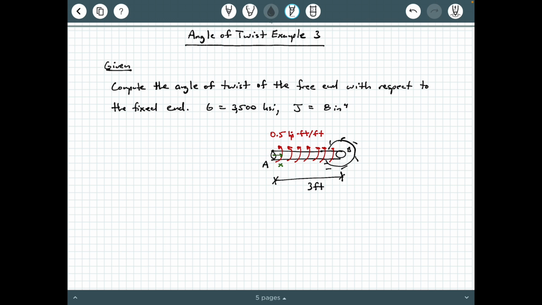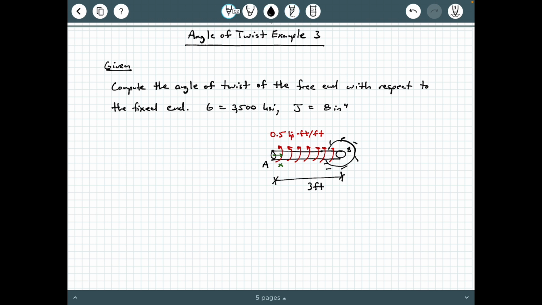So here we have this 3-foot long shaft. The free end is at A and the fixed end is at B. And we have a uniformly distributed torque load spread out over the length of the shaft. It's equal to 0.5 kip-feet per foot. And if you notice here, we have a little origin and an x-axis pointing towards the fixed end, okay?